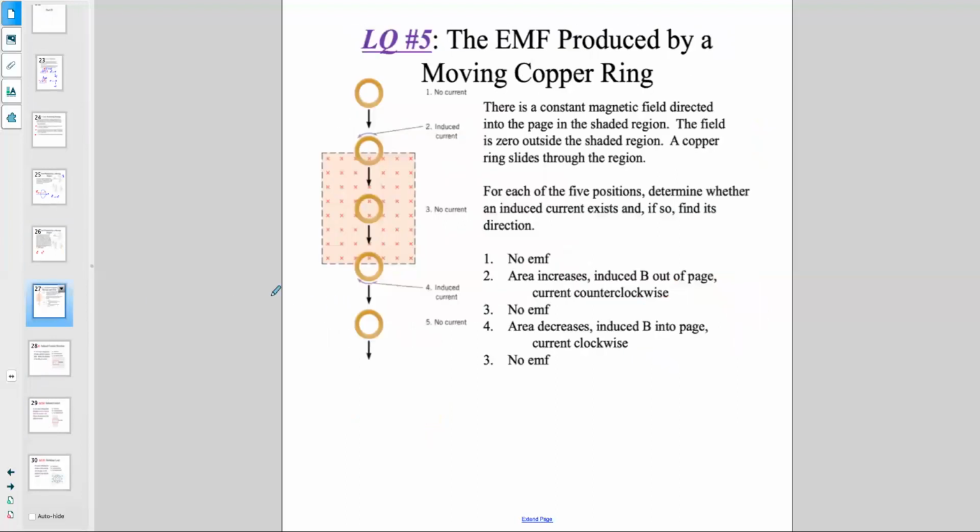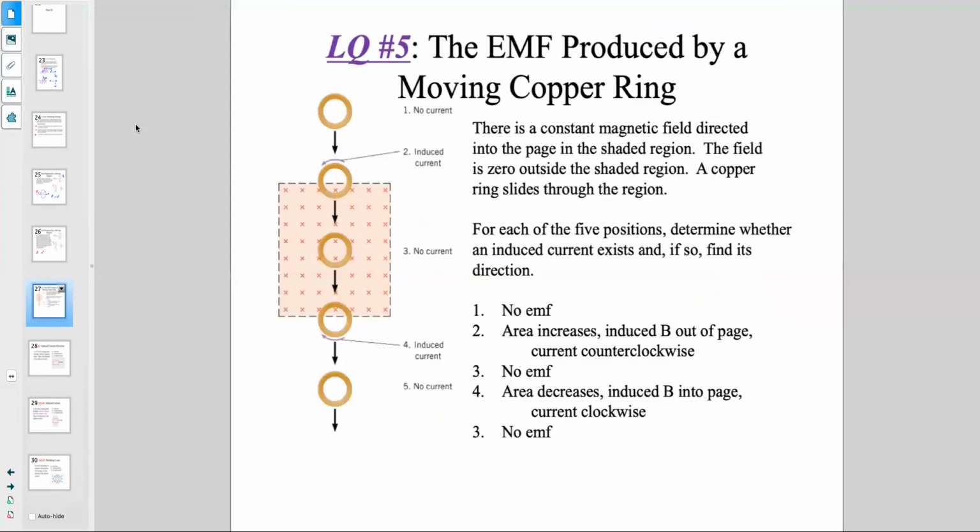Let's take a look at this example, lecture question number 5. Let me see if I can make this a little bit bigger. Okay, so here we go. The EMF produced by the moving copper ring. I have a copper ring here going all the way from point 1 to point 5, and on its path, it will go through an external magnetic field, okay?